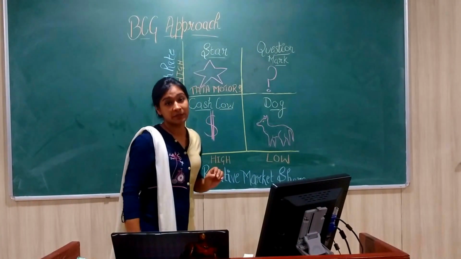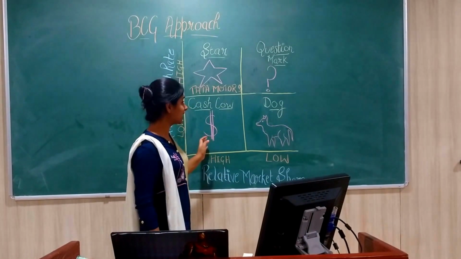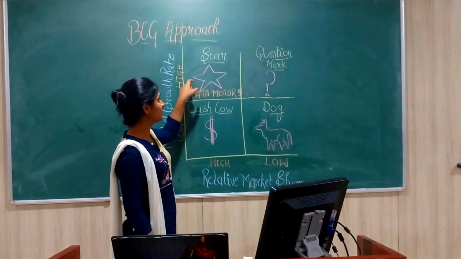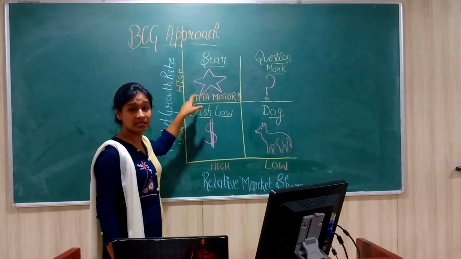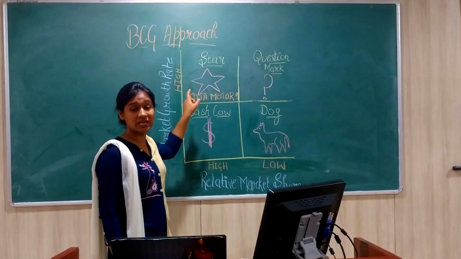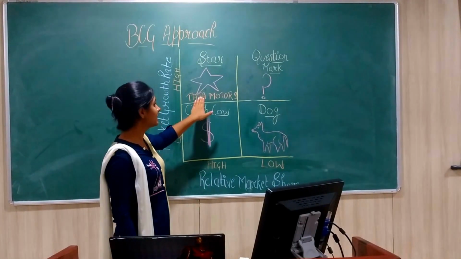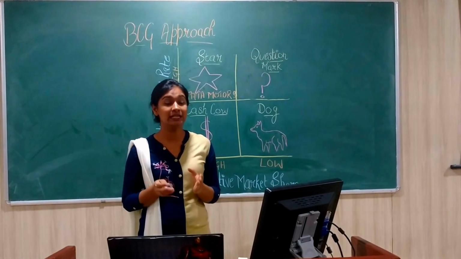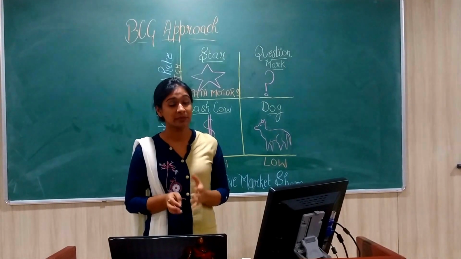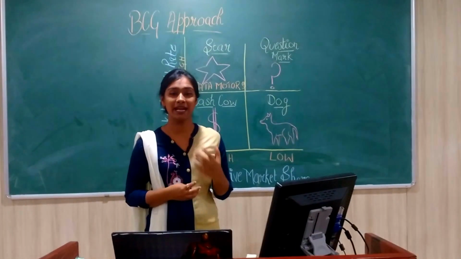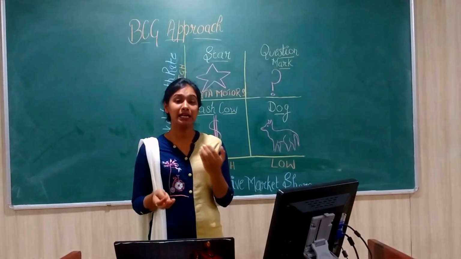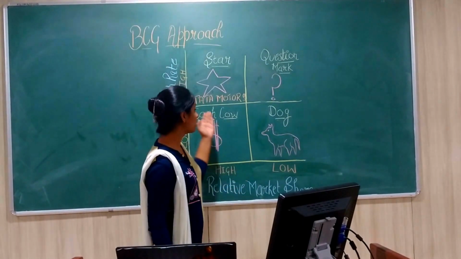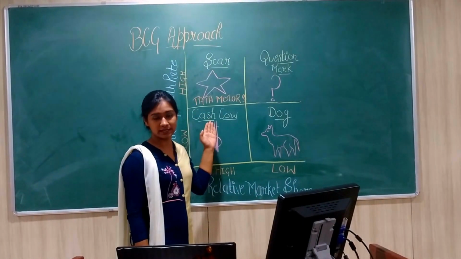For the star SBUs, we can take the example of Tata Motors. I am taking the example of the Tata Group today. The SBU of the Tata Group which falls under the star category is Tata Motors. Tata Motors needs a huge amount of investment for manufacturing and advertising, and in return they also get a huge amount of profit. We can also take the example of Taj Hotels of the Tata Group.